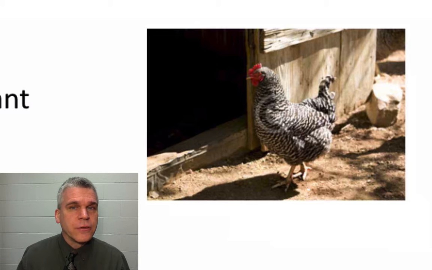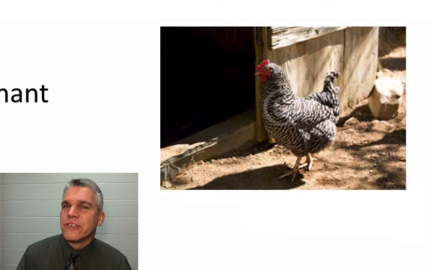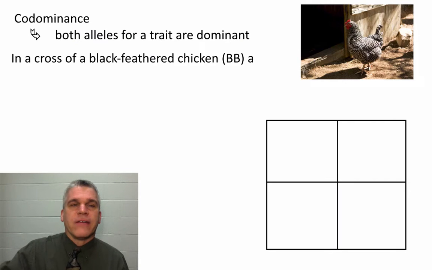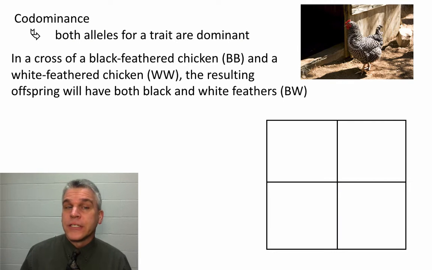In chickens, the gene for black feather color and the gene for white feather color are codominant. So when you put these two together, you have a chicken that has both black and white feathers. It's not gray. They're not blending with one another. These are referred to as an erminette chicken.